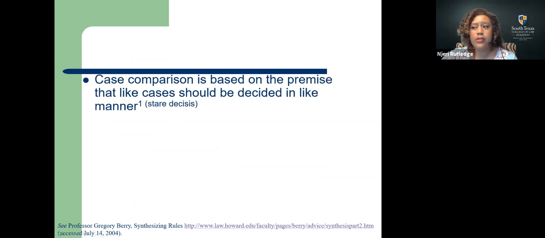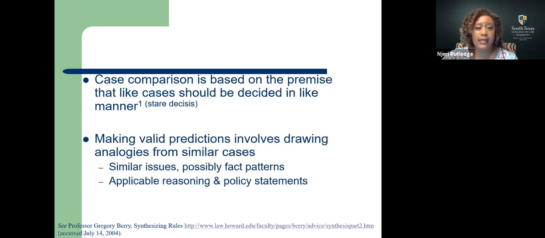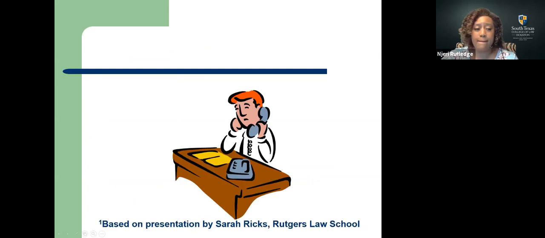So case comparisons are based on the premise of stare decisis. Like cases should be decided in like manner. When you make predictions, you're having to draw analogies from similar cases. There will be similar issues, possibly similar fact patterns, maybe not. Or there may be some reasoning articulated by the court that applies, even though the fact pattern is really different, or really helpful policy statements.